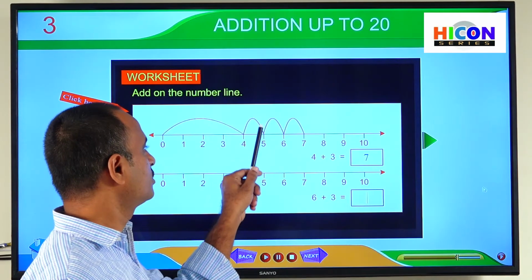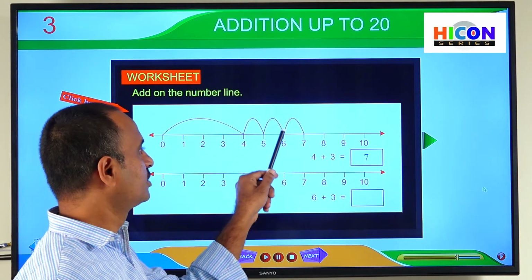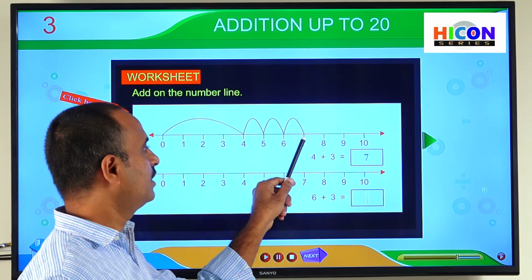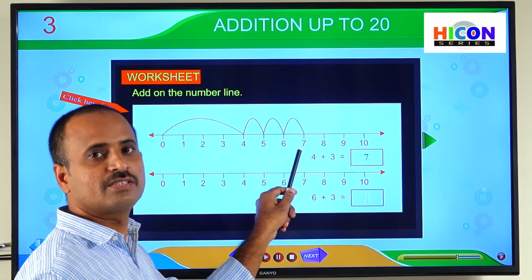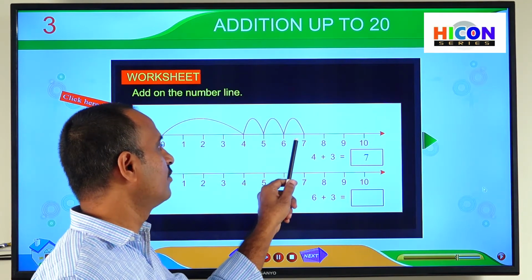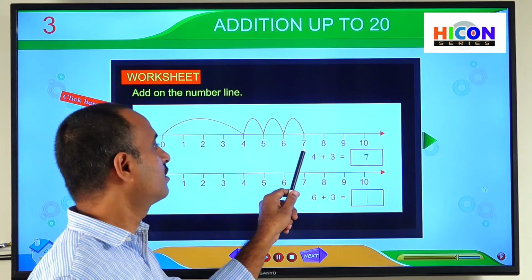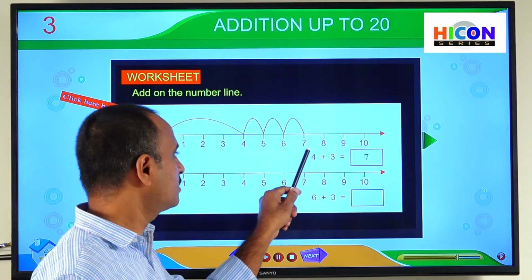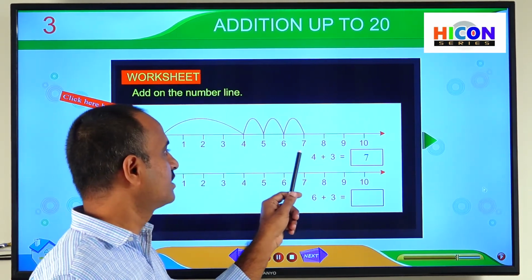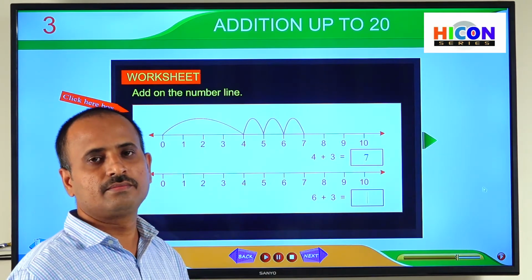So this is the first step, second step, third step. And finally we have reached the number 7. The number which we have reached finally on the number line is called the sum. So the sum is 7. So write 7 in the box.